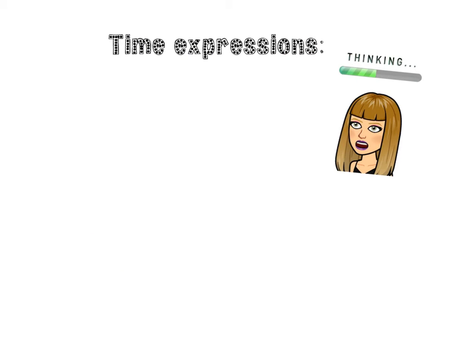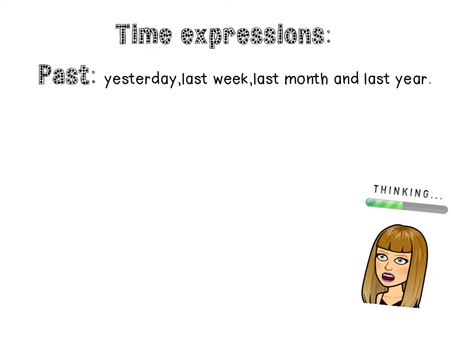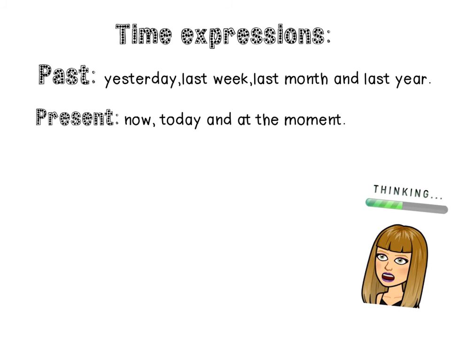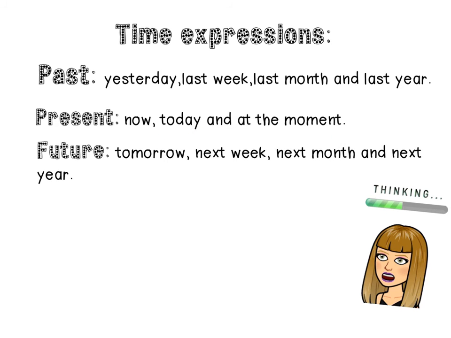Now, let's make a quick review of all the time expressions we have already seen today. For the past, we can use yesterday, last week, last month, and last year. The time expressions we can use to talk about present events are now, today, and at the moment. And finally, when we talk about future events, we can use tomorrow, next week, next month, and next year.